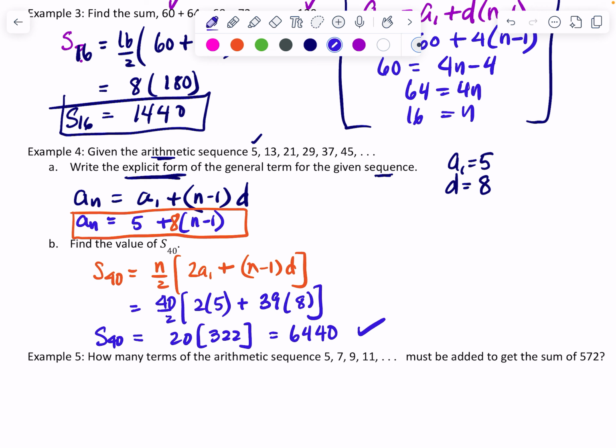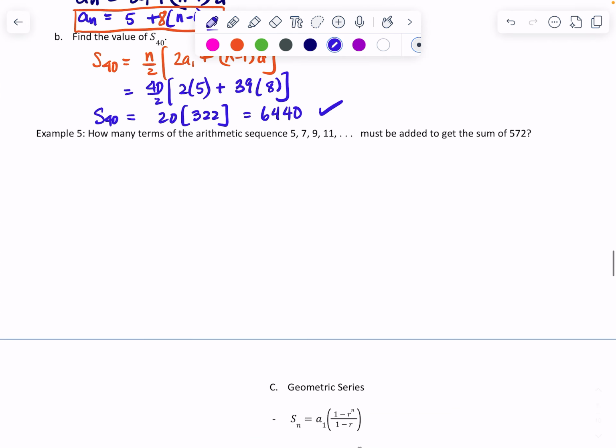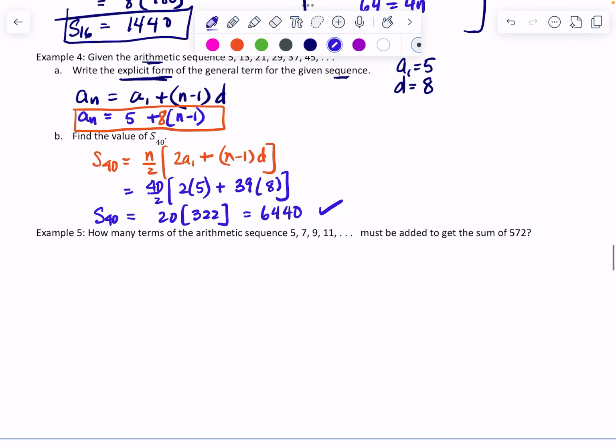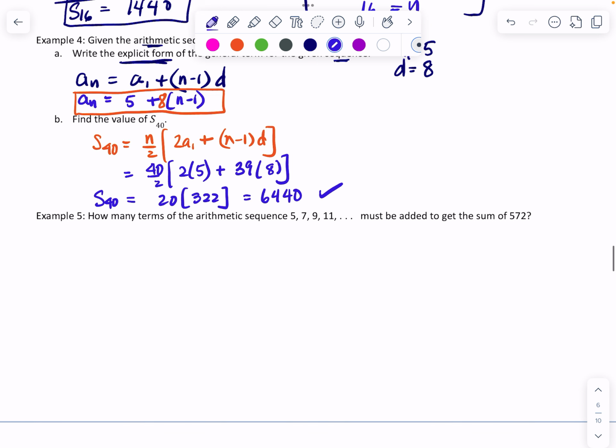This is an infinite sequence. It just goes on forever. They wanted me to add the first 40 terms. I think this is the last example in arithmetic series, so I'll break the video and then continue the second part with the geometric. But let me finish this last question first. And every question is different.